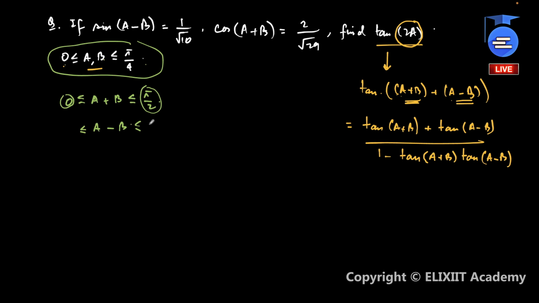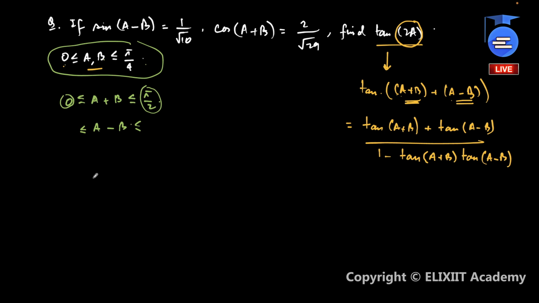Now what about A minus B? What is the minimum value of A minus B and the maximum value of A minus B? Minimum to minimum can take the value how much, and maximum to maximum can take the value how much. So regarding A minus B, do not do this thing, 0 minus 0 and pi by 4 minus pi by 4.